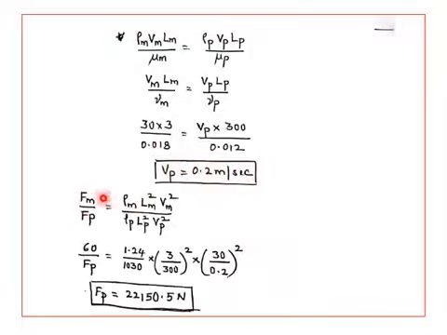We know the force is proportional to rho L square V square. So take the ratio. The force in the model is given, so the force in the prototype can be determined because we know all other quantities. Therefore the drag force for the prototype will be something around 22,150 newtons.